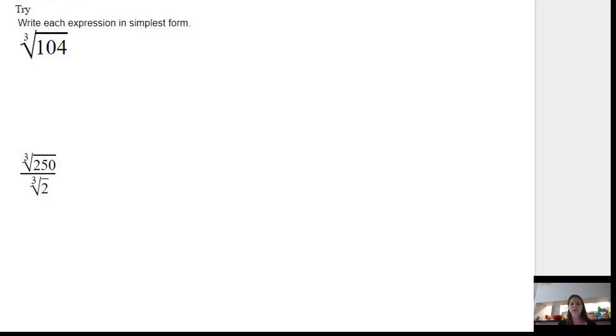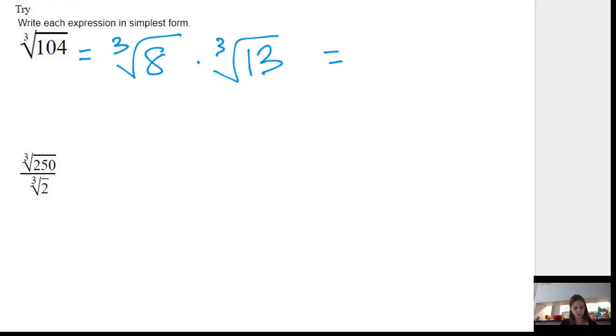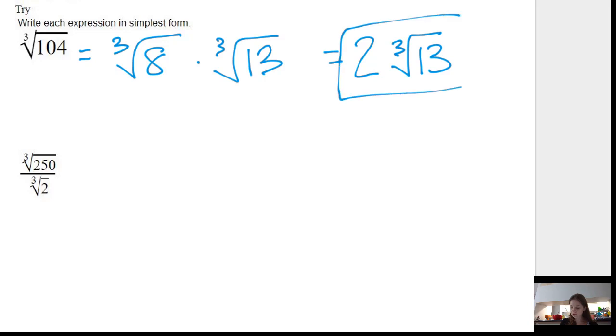Cube root of 104. So let's see if I can find a perfect cube factor of 104. 8 and 13, because 8 is a perfect cube. The cube root of 8 is 2, and so 2 cube root of 13 is in simplest form.